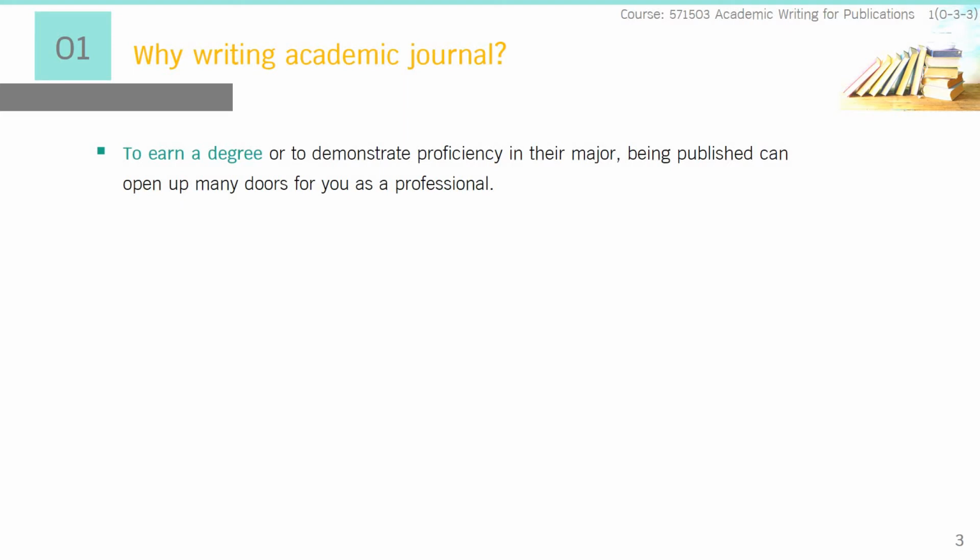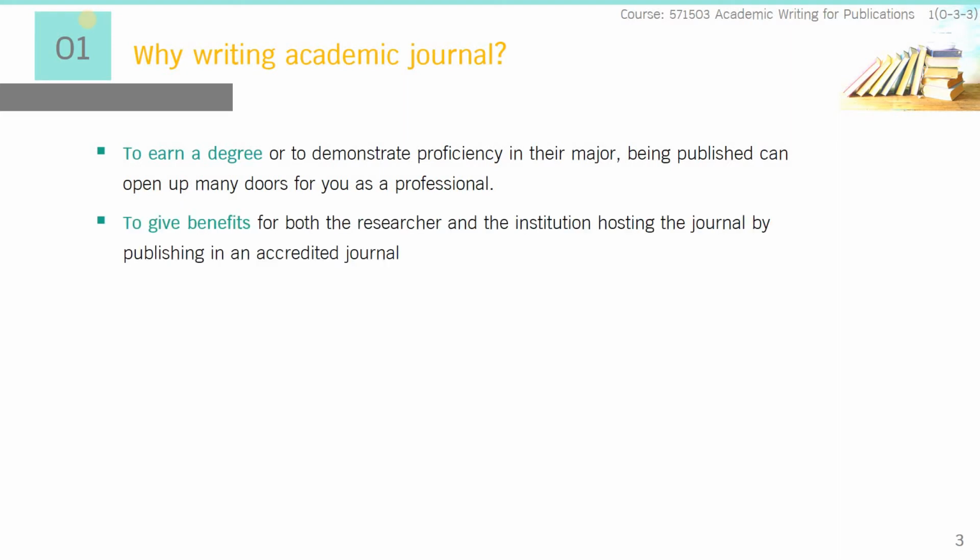For your own interest, to earn your degree and to demonstrate your proficiency in your major. You can publish, and that opens up many doors for you as a professional in the future. Who knows, you may work as an academic in universities or a researcher in any institute within the country or abroad. Also, writing an academic journal will give benefits to both yourself and your advisor as researchers. Publishing is also beneficial for the institute hosting the journal by publishing an accredited journal.